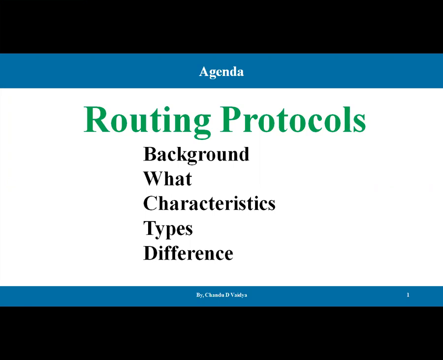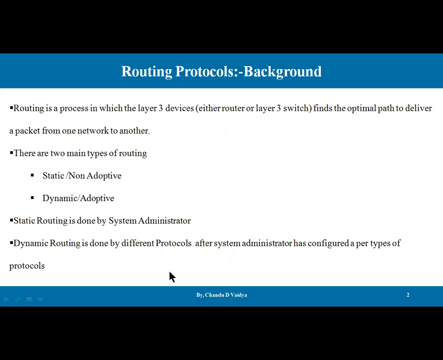Today we are going to discuss the routing protocols or routing algorithms. In that, we are going to discuss the routing protocol background, what routing protocols are, then the different characteristics available, and then the types and some differences. So let's start with the background.